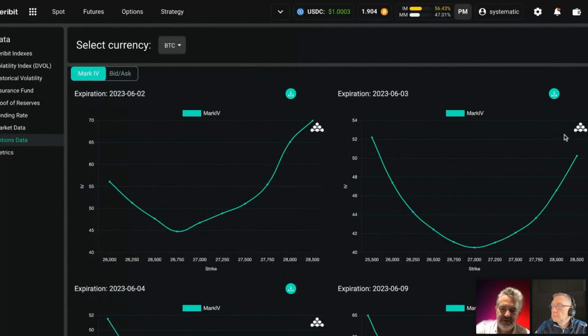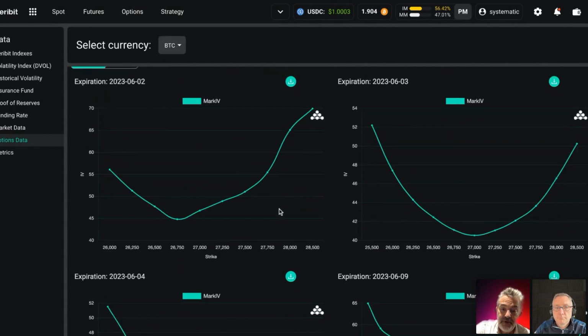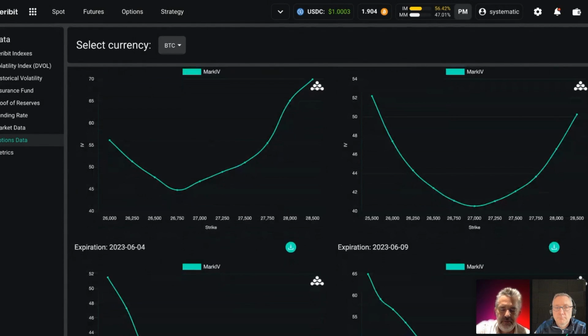Okay, so Sunday's smile is pretty even. No one's got any opinions about that. Tomorrow's smile is more towards the calls, interestingly. I wonder if it's because people are short calls and they're worried about a squeeze up.